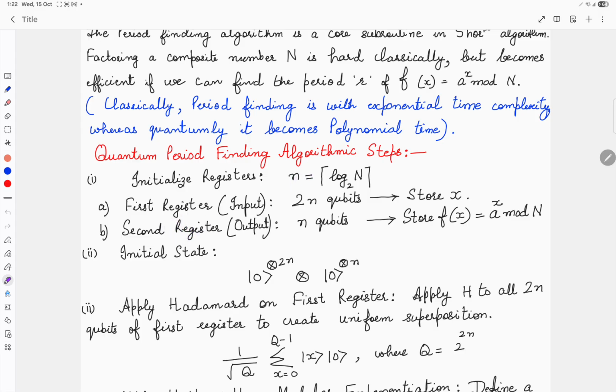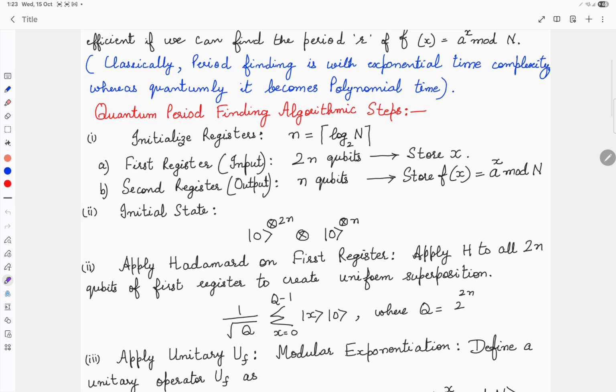And we consider two registers. One is the input register, the other is the output register. The first register, which is the input register, has a size equal to 2n qubits, and the second register, which is the output register, has a size of n qubits. We store x in the first register and we store the function f(x) in the second register. That's how the setup of the implementation of this algorithm is.